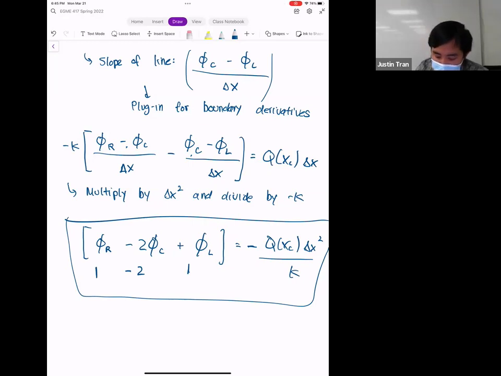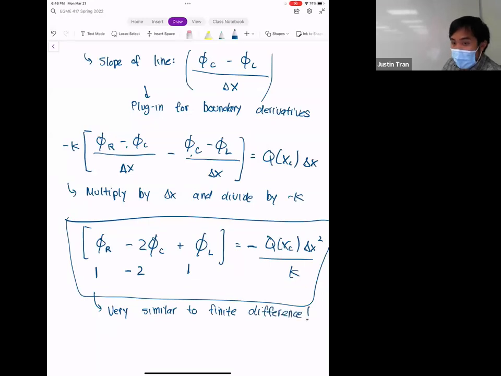Sorry. I multiply by just regular delta x, not delta x squared. Sorry about that. I wanted to cancel out the delta x on the bottom. Thanks for catching that. And so we end up with something that's very similar to finite difference. You would almost say it's almost identical, but not quite.